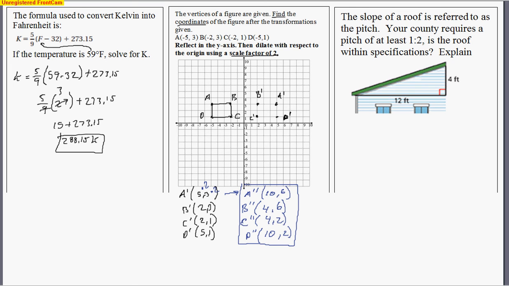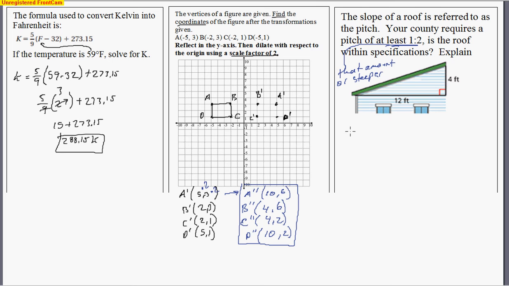So taking a look at our next one, it says the slope of the roof is referred to as the pitch. Your counting requires at least 1.5. At least means that amount or more. So that amount or steeper. Steeper means a number closer to 1. And so it says is this within specs. So explain whether this one is within specs.